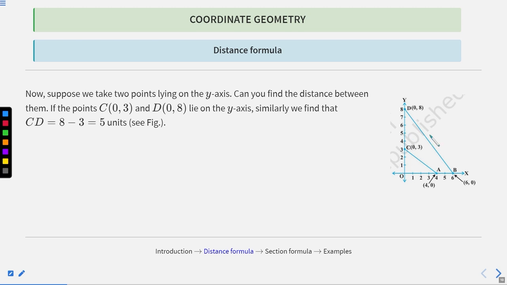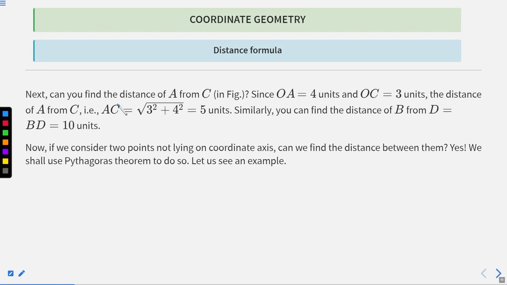Here if you see this figure, the distance from O to C is equal to 3 units, and the distance from O to D is equal to 8 units. So the distance between C and D is equal to OD minus OC, that is 8 minus 3, and this is equal to 5 units. So the distance between these 2 points is 5 units.